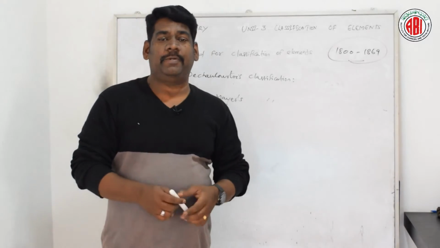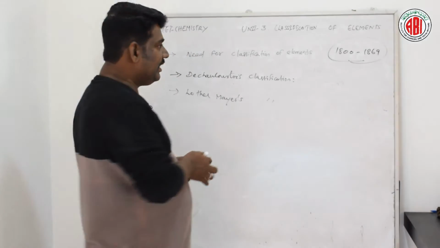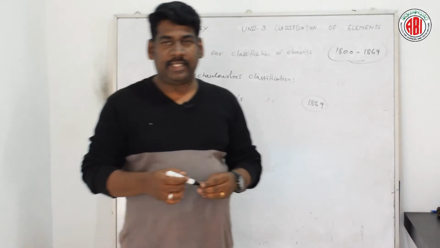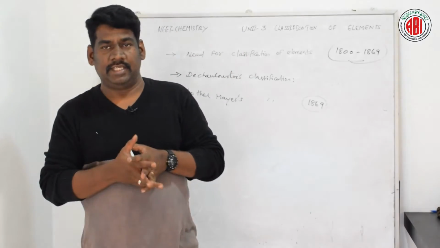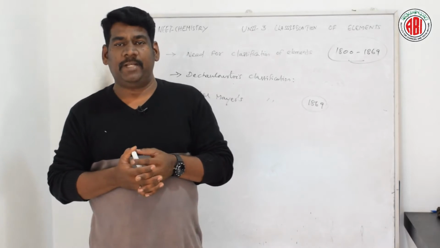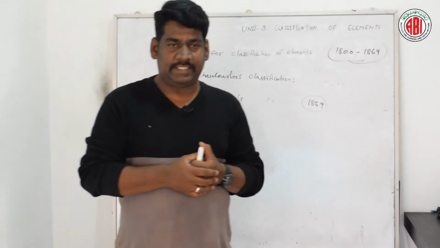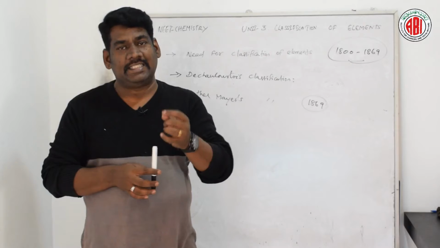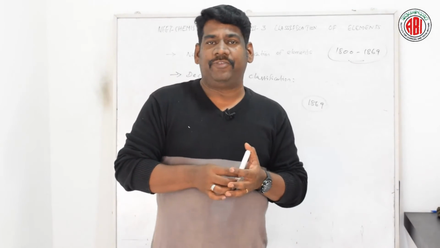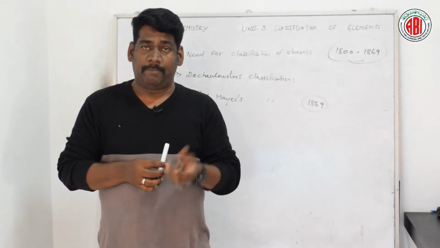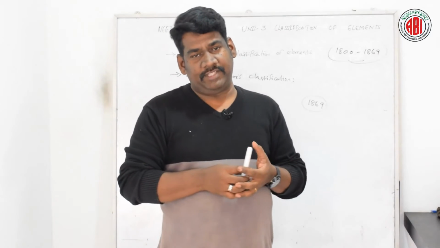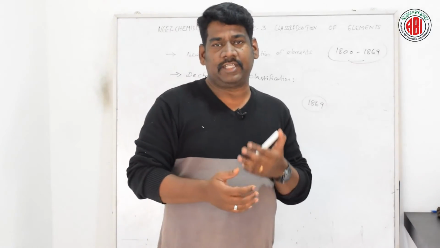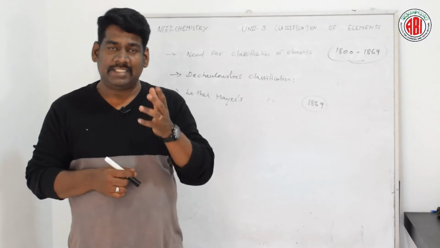Okay, now let us talk about this particular type of arrangement. In the year 1869, a German chemist named Lothar Meyer used only physical properties for arranging the different types of elements in his classification. For example, there are a few physical properties like atomic volume, melting point, and boiling point of the element.